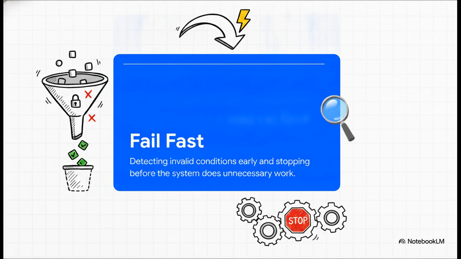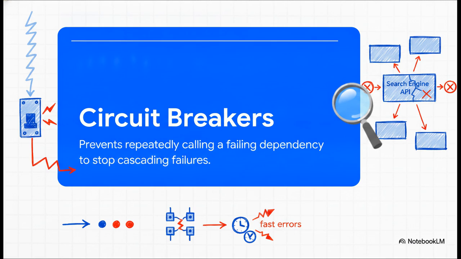Next up, we have circuit breakers. Honestly, this is one of the most brilliant architectural patterns in software. It prevents an application from constantly calling a failing dependency. It works exactly like the electrical circuit breakers in your house. If your search engine API is down, the breaker opens after a few failures. And once it's open, it instantly returns fast errors locally. It completely stops cascading failures in their tracks instead of making your system wait and hang on a broken dependency.